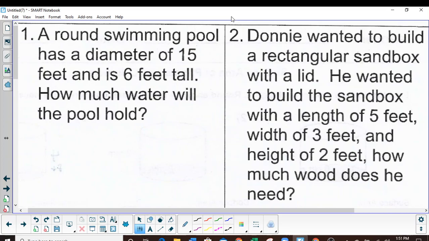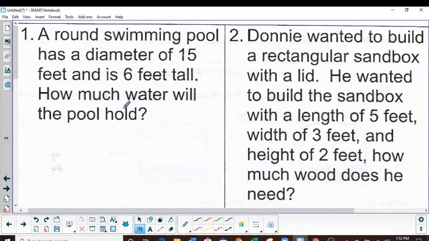Alright, this is page 11. These are word problems that deal with rectangular prisms and cylinders. Some are volume, some are surface area. So we got to dig out what's inside here and figure out which one it's asking for. Okay, so let's look at the first one.